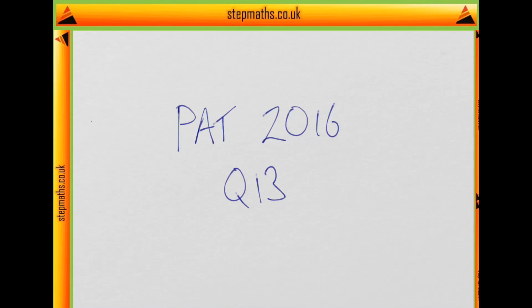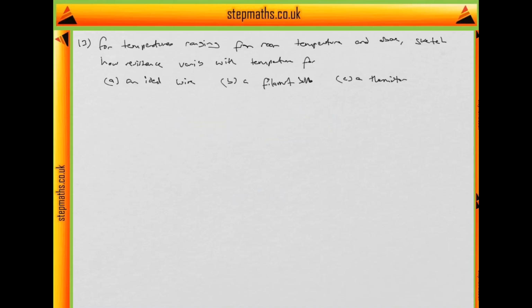Hi, so we're going to do the PAT paper in 2016 looking at question 13. Question 13 says, for temperatures ranging from room temperature and above, sketch how resistance varies with temperature for A, an ideal wire, B, a filament bulb, and C, a thermistor. So let's start with A.